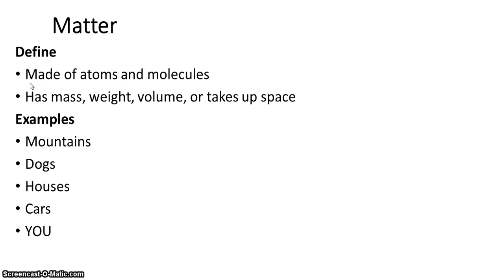I suggest that you stop and write down as much of this as you need to, and then play the video some more. So matter is made up of atoms and molecules. We're going to talk more about the structure of atoms later on. Molecules are made up of multiple atoms. So you can have something be made up of lots and lots of molecules or not very much. We can describe matter as something that has mass, weight, volume, or takes up space.